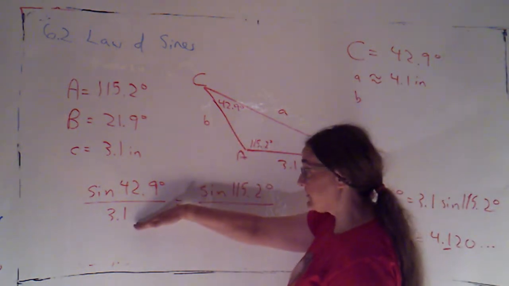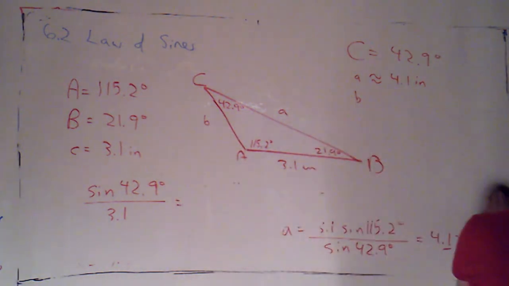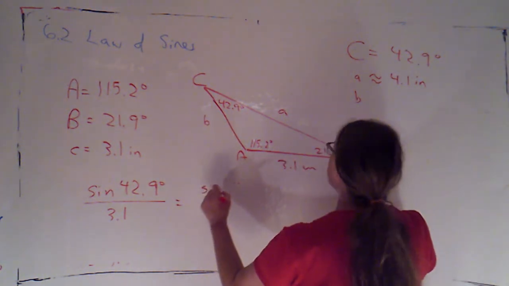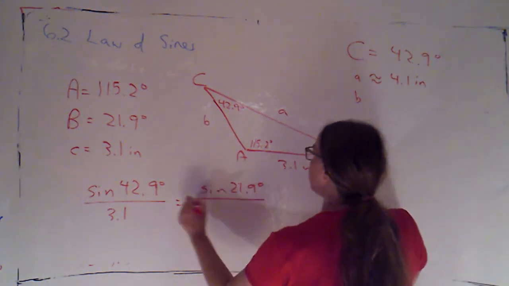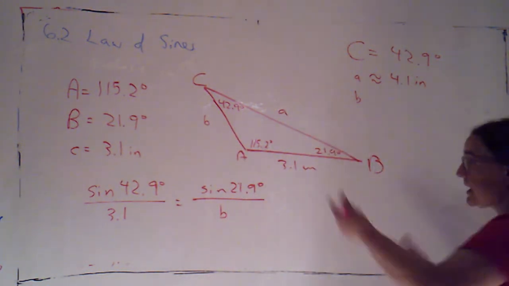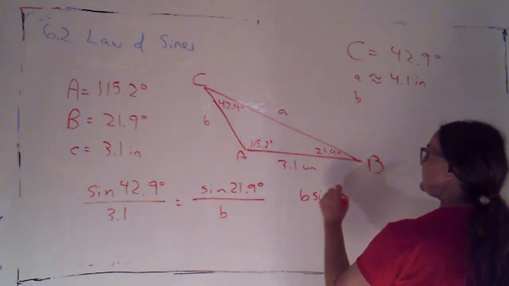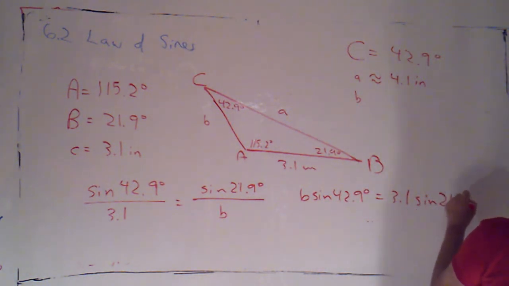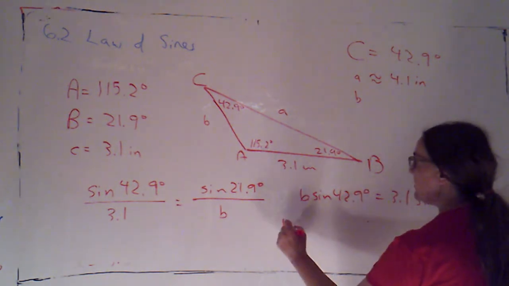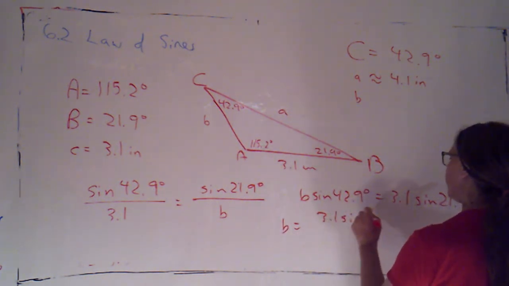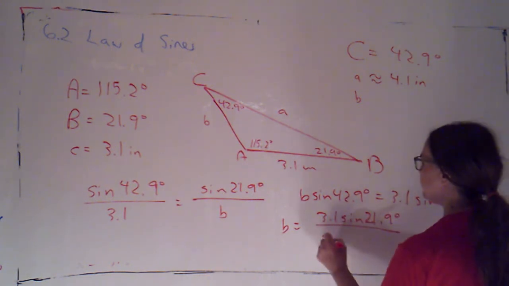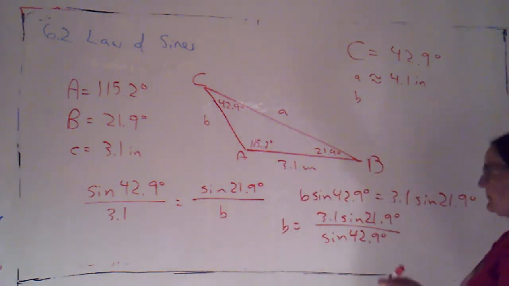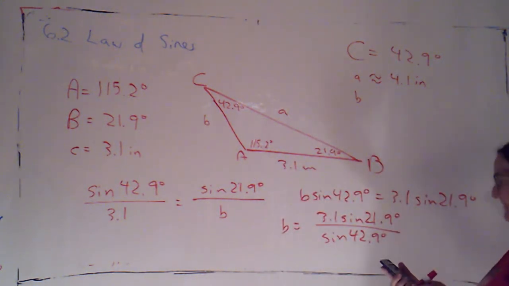This was sine C over C. Now I'm just going to set up the fraction that uses angle B and side B. So this would equal sine of 21.9 degrees over side B. And again, we cross multiply. So B sine of 42.9 degrees equals 3.1 sine of 21.9 degrees. Divide over, so B is 3.1 sine 21.9 divided by sine of 42.9 degrees. And we pull out the handy dandy calculator.